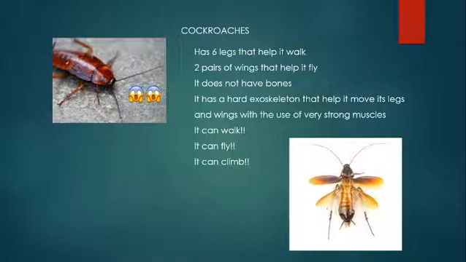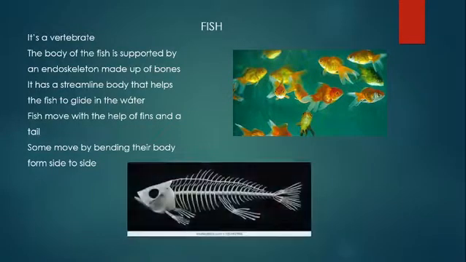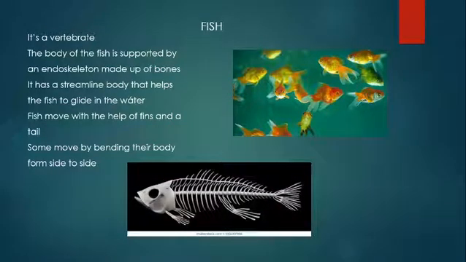Now, the next example I want to give you guys right now are fish. Now, a fish is a vertebrate. We know that, right? So this does have a bone, right? The body of a fish is supported by an endoskeleton made up of bones, right? It has a streamlined body, meaning it has that form, right?